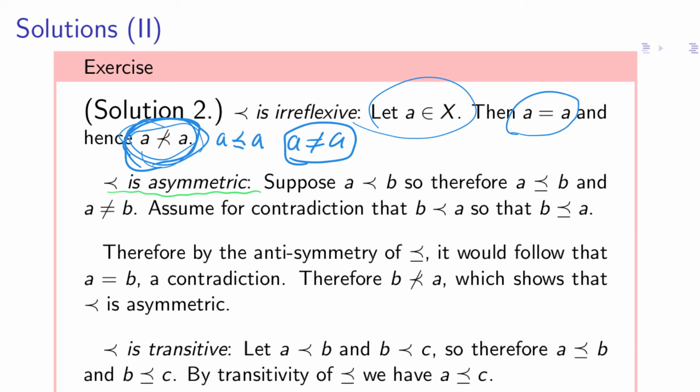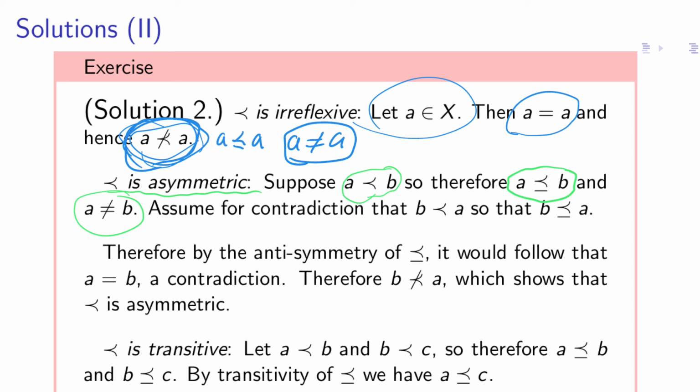Okay, moving on to asymmetric. Let's suppose that the relation holds in one direction, so A precedes B. And now we're going to try to show that B does not precede A. Since A precedes B, then A ⪯ B. That is our partial order. And also baked into the idea of strict precedence is that A is not equal to B.